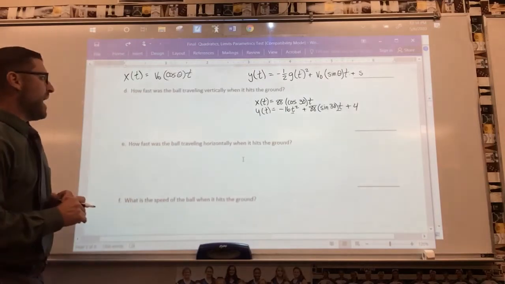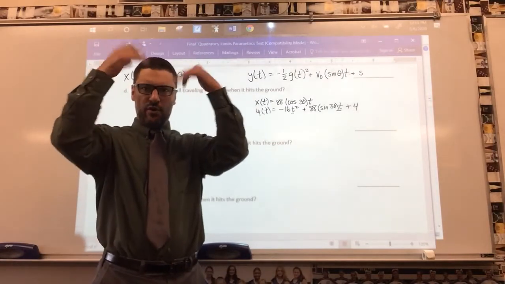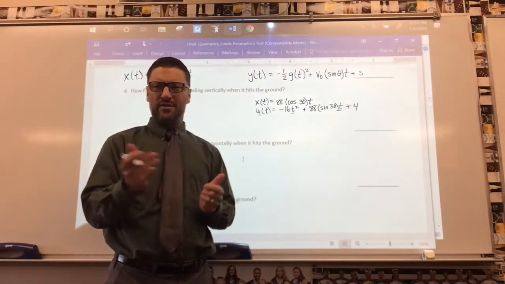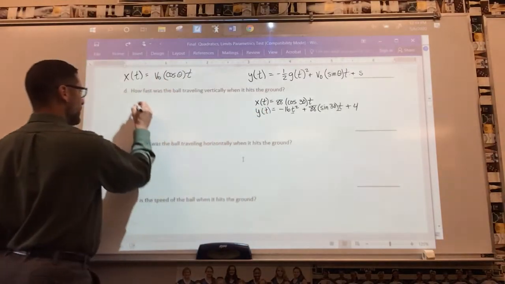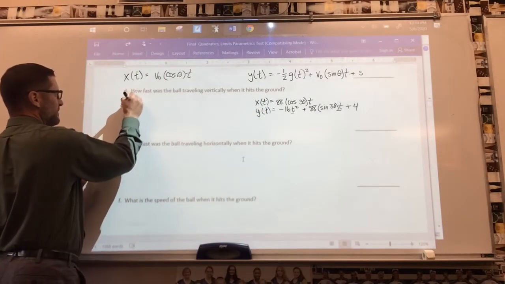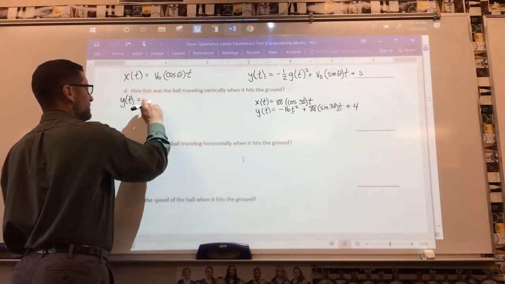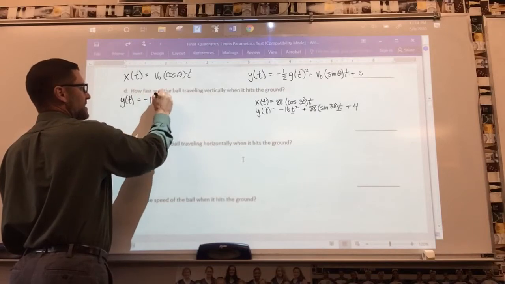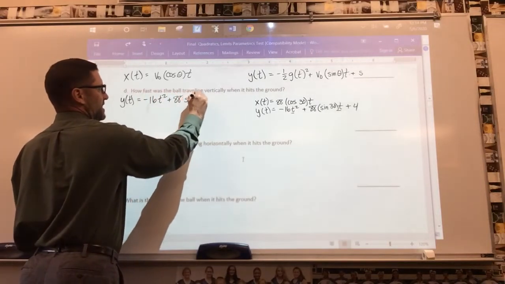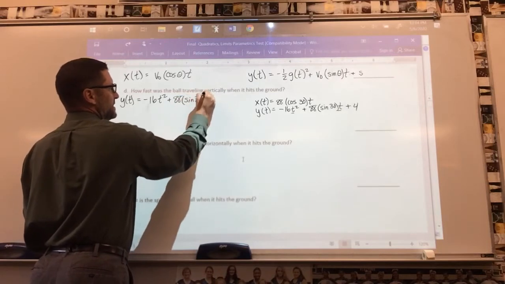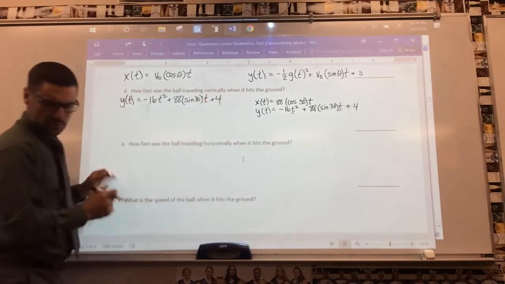Okay. How fast was the ball traveling vertically when it hits the ground? Well, you've got to take your vertical component, which is your y, and find the derivative of that. I have described this in an earlier video, but there is a shortcut to finding that. y of t equals negative 16t squared plus 88 times the sine of 30 times t plus 4. Okay?